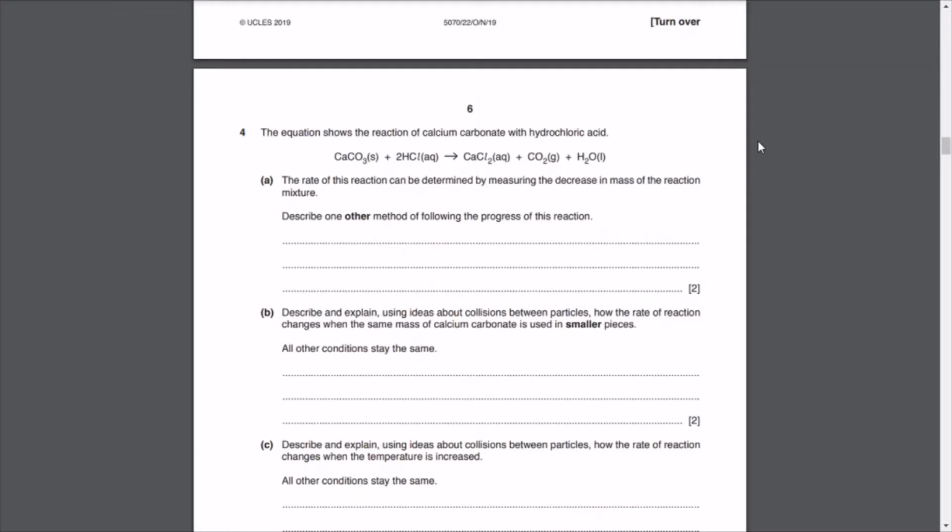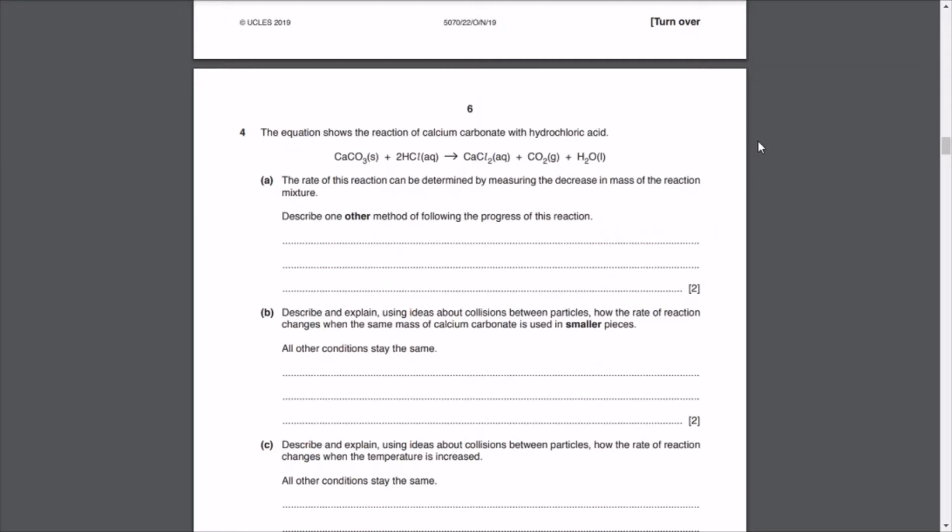One other method, or an alternative method, can be, as you've all done or will be doing in practicals or alternatives to practicals, as we study this in paper 2 as well, that we use a syringe or something to measure the volume of the gas at various different time intervals. In this way, we can make a fair test and can determine how fast the reaction is going on. Part B.